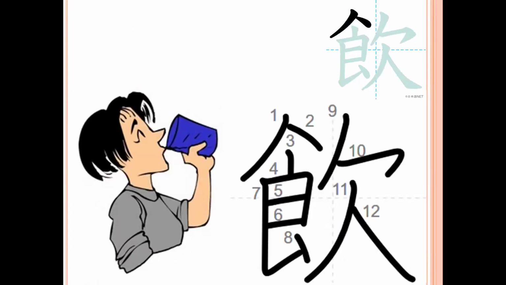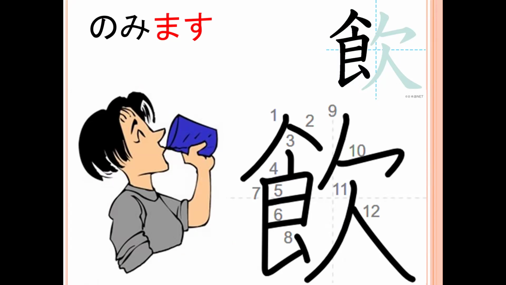Next one, in the picture, you can see the person is drinking something. So the Japanese verb for drinking is nomimasu. So how to write it in hiragana? No, mi, ma, su. Nomimasu is written in this way. And the corresponding kanji is given here. And the animation is also showing you how to write the nomimasu kanji.